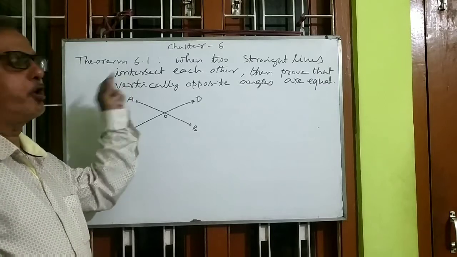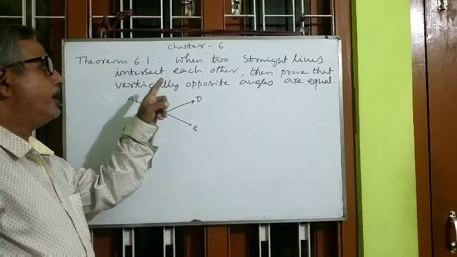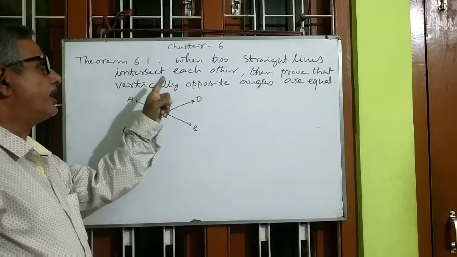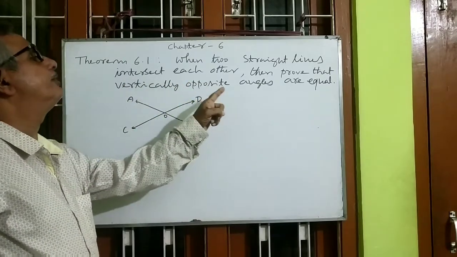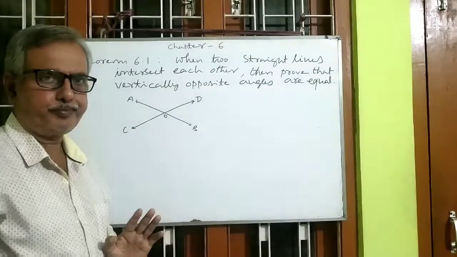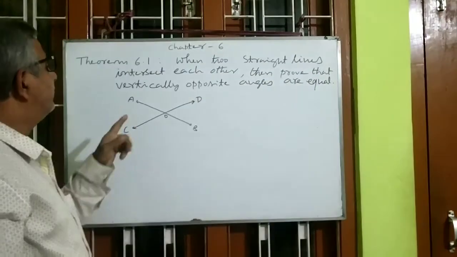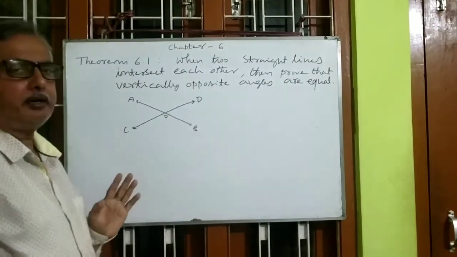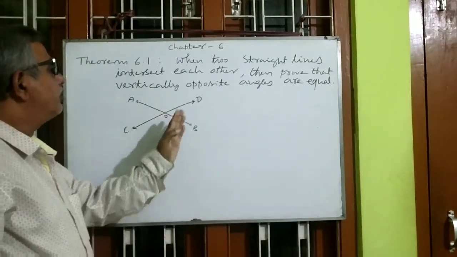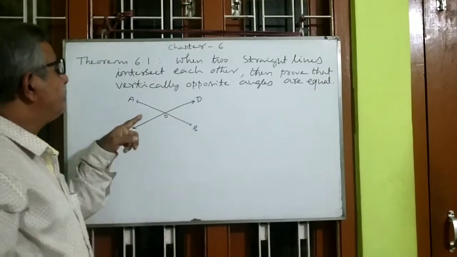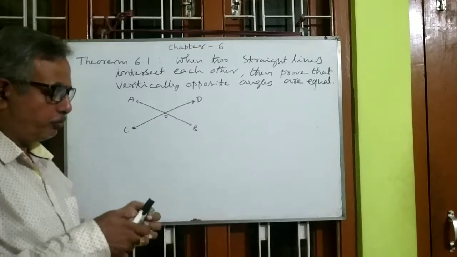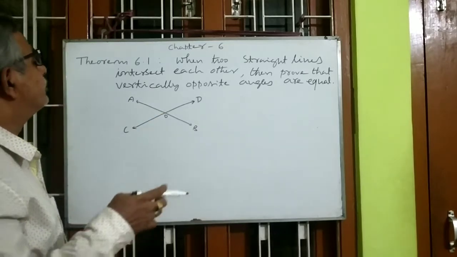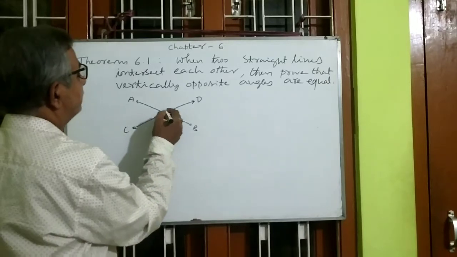Theorem number 6.1. When two straight lines intersect each other, then prove that vertically opposite angles are equal. Here you see AB and CD are two straight lines which intersect each other at O. Now you are getting two pairs of vertically opposite angles.